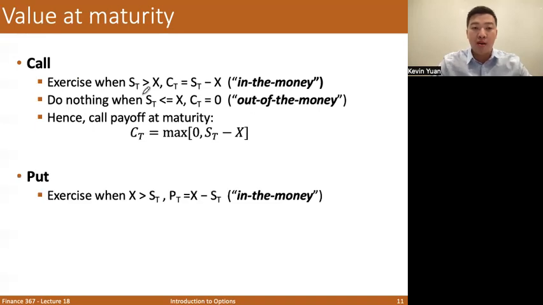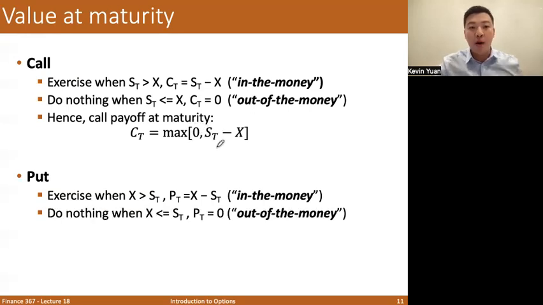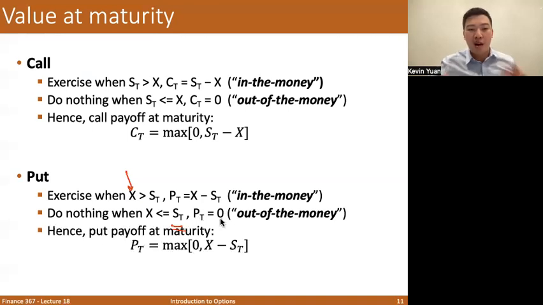Written more compactly, your call option payoff is going to be the maximum of 0 and ST minus X. On the flip side, for the put option, if your strike price is bigger than ST, of course you're going to exercise it because you can sell it for X when the market price is ST. Your payoff is going to be X minus ST, and you're in the money. And when the strike price is less than or equal to the market price, you're just going to let it expire because you can sell it in the market and make more money, and you're going to be out of the money.